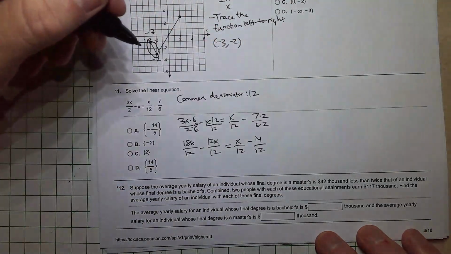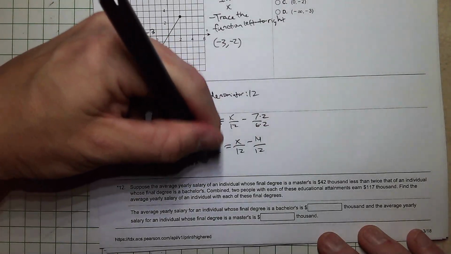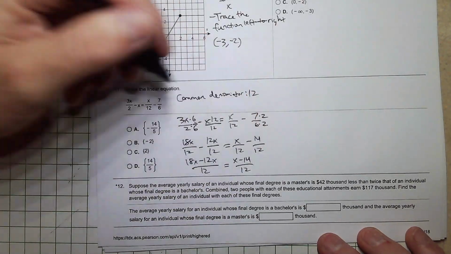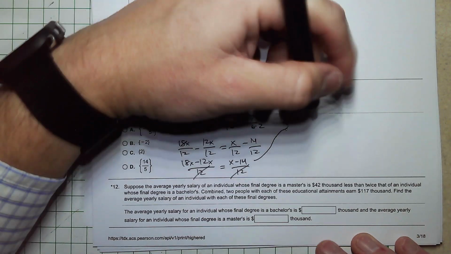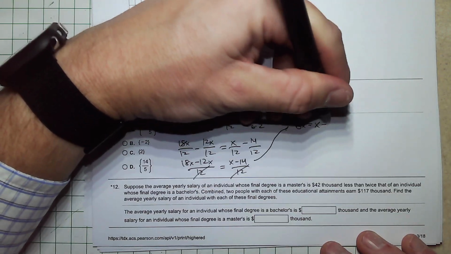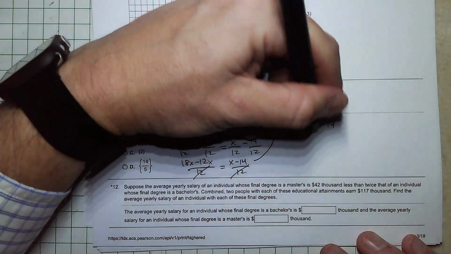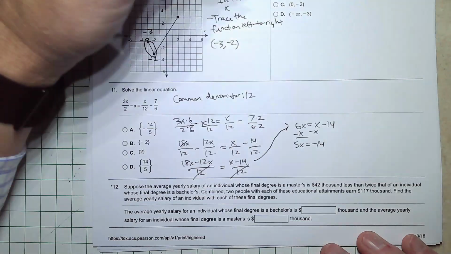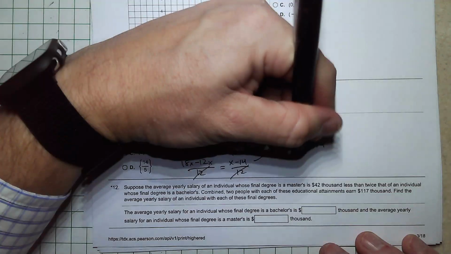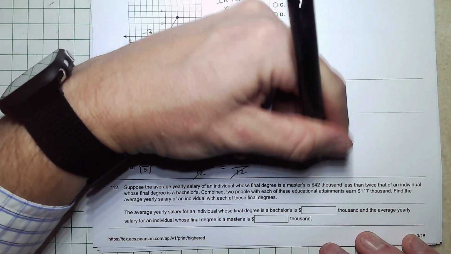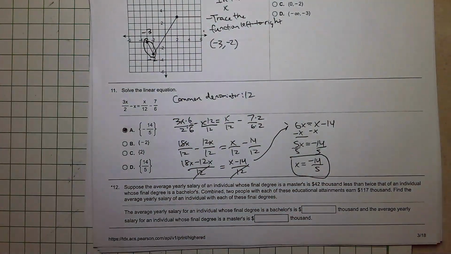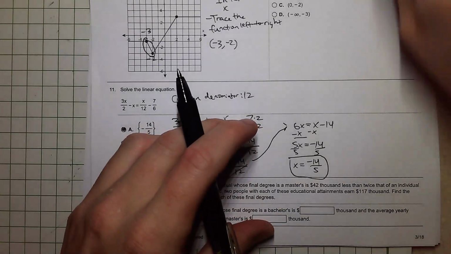But now you can combine these because they have a common denominator. Equals x minus 14 divided by 12, and then these can cancel. So 18x minus 12x is 6x equals x minus 14. Okay, subtract x, 5x equals negative 14. Divide by 5, x equals negative 14 fifths. That's my answer there, so that was A. That's 12, it's all contained here.